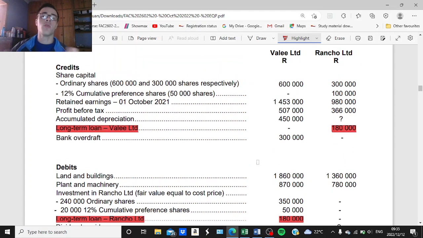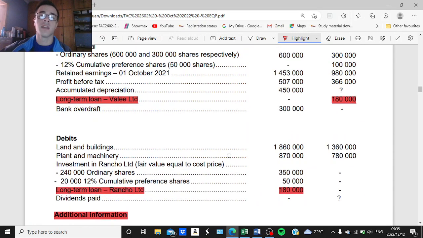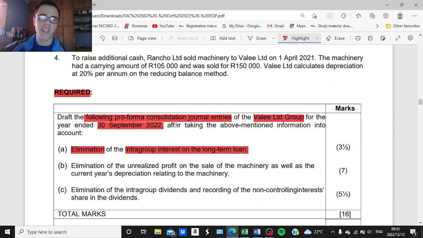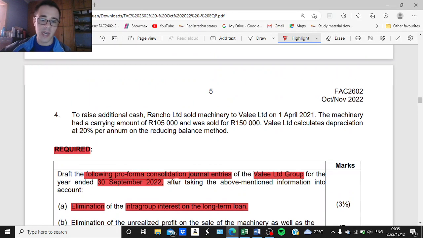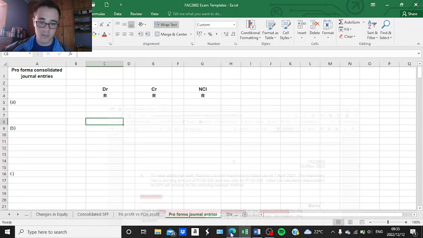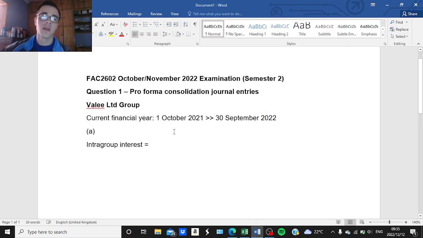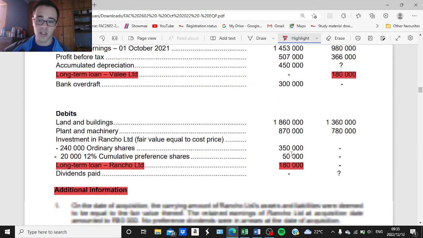Okay, normally you would also eliminate these intergroup loan accounts against each other because they represent common items. Okay, but according to part A of this question, or question 1.A rather, we are only required to eliminate the intergroup interest on the loan. Okay, but you should know that you must also eliminate the intergroup loan accounts against each other if you are drafting the group financial statements. All right, so the value of the loan is 180,000.